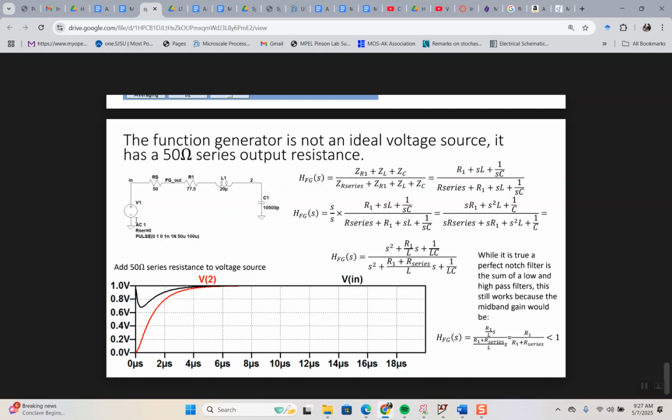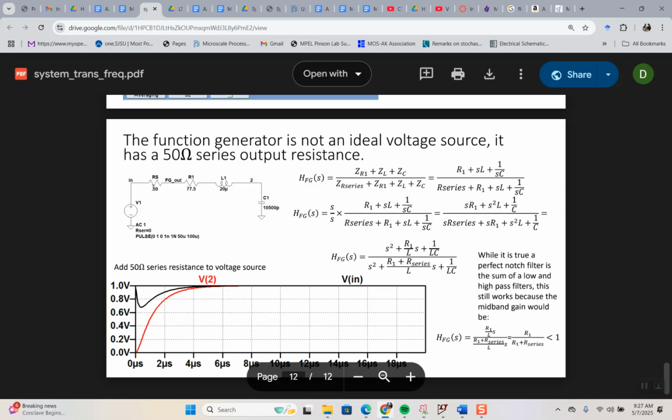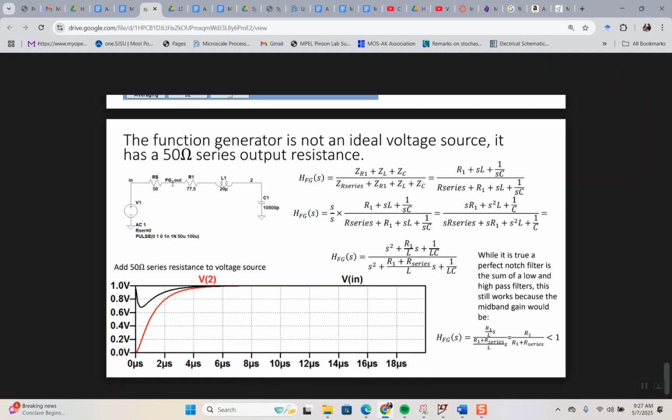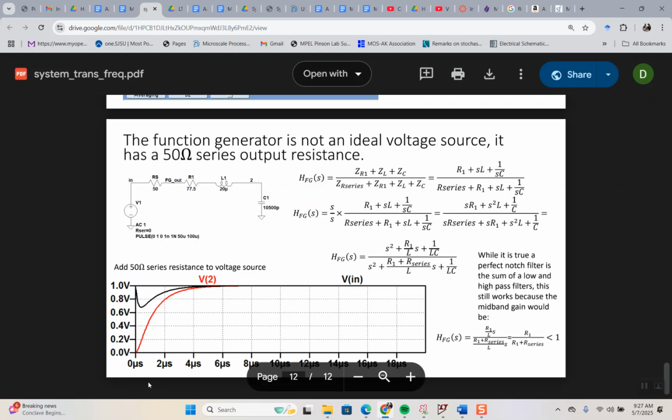All right. So now when I put in the 50 ohms, and then I measured, this would be the output. There you go. You're getting the notch filter just like you see, because this part is coming from the function generator.